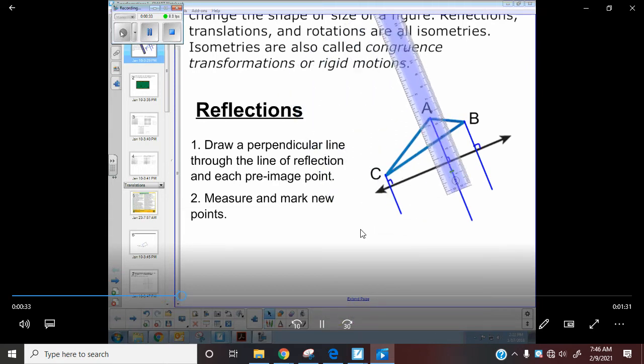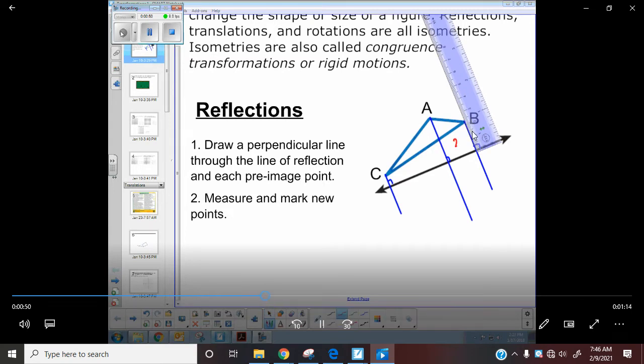Step number 2 is that you're going to measure and mark each new point. So you're going to go from the line to the point, and you're going to figure out how far that is. So as you're looking here, sorry, I was having some problems, obviously. There you go. It's going to be about 2.3-ish centimeters. And so that's what you're going to see written here. And then you're going to do the same thing from your line of reflection to your new point. So from here to my original B is 2.3. From here to my new B is also 2.3. And so I'm going to go ahead and mark that and write that down.